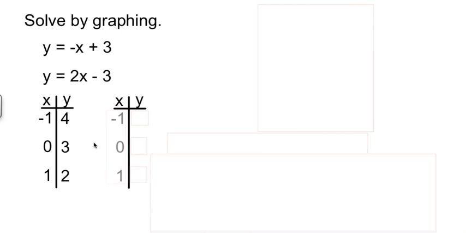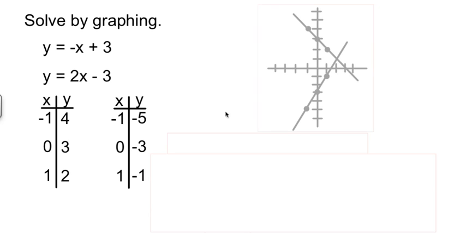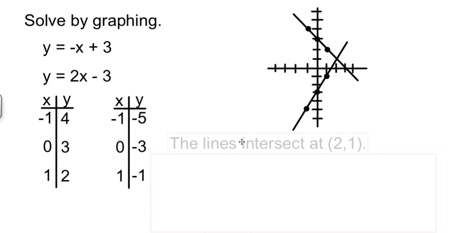In the other equation, I'm going to use the same three values, -1, 0, and 1. 2 times -1 is -2, minus 3 is -5. If we plug in 0, we'll get -3. And if we plug in 1, we get -1. Now we can graph those two lines, which I've already done for you. And we can see that they intersect at 2, 1.